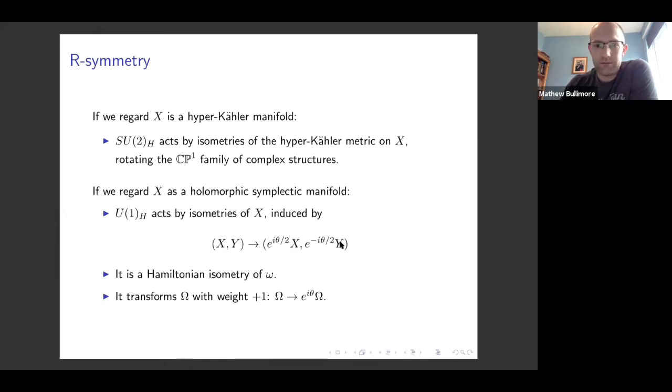Okay, question. Yeah, exactly. It's Hamiltonian with a real moment map. What I mean by that is that omega is invariant, and if I contract it with the vector field, that will be d of a real moment map.